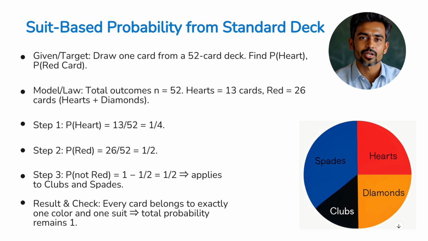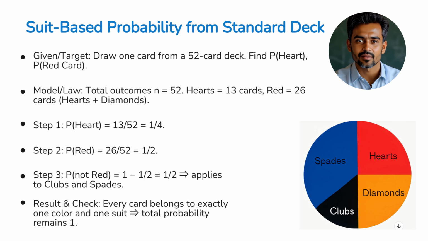Ready for a card trick question? Suppose you pick one card randomly from a standard deck of 52 cards. What's the chance of drawing a heart or a red card? Total cards N equals 52. Hearts are 13 cards. So P of heart is 13 divided by 52, which simplifies to 1/4. Red cards include hearts and diamonds, together 26 cards. P of red equals 26 divided by 52, which is 1/2.